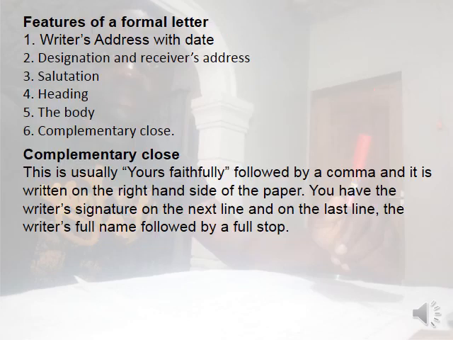Now the complementary clause is usually "yours faithfully" for a formal letter, followed by a comma, and it is written on the right hand side of the paper. You have the writer's signature on the next line, and on the last line the writer's full name, followed by a full stop. Now let's look at the example.